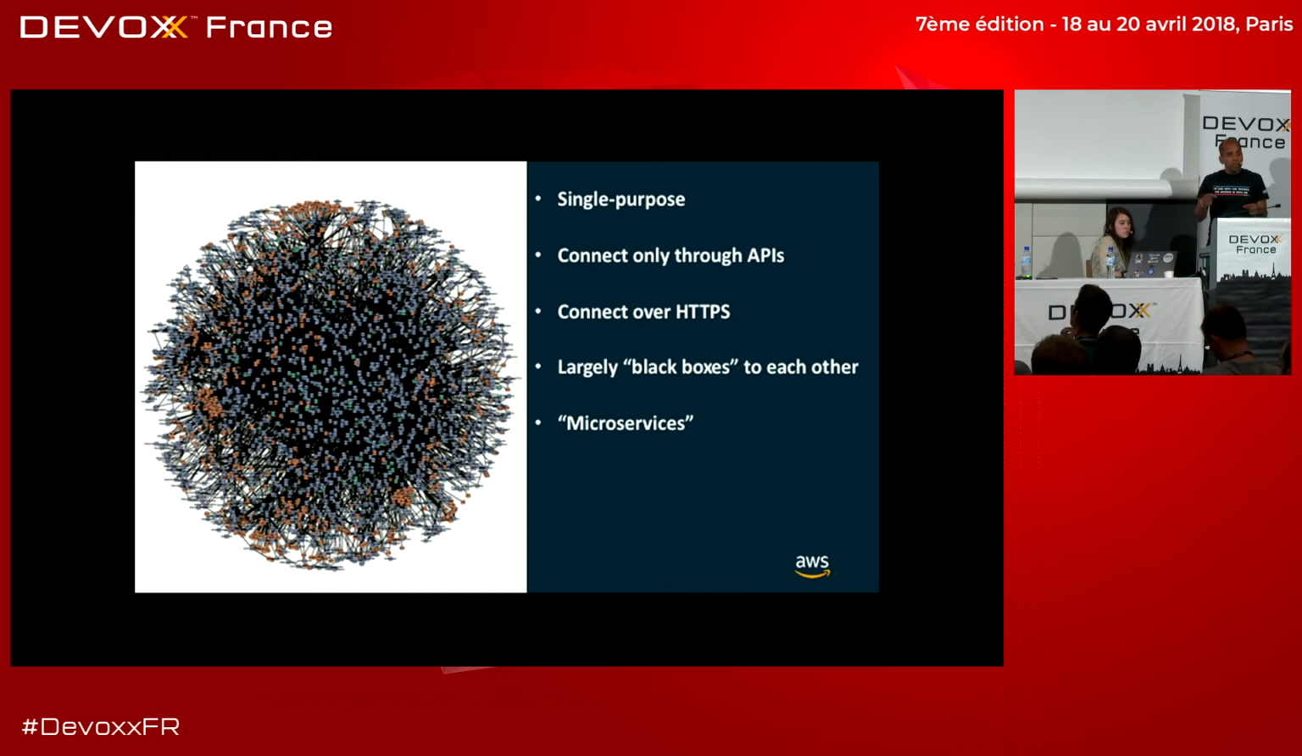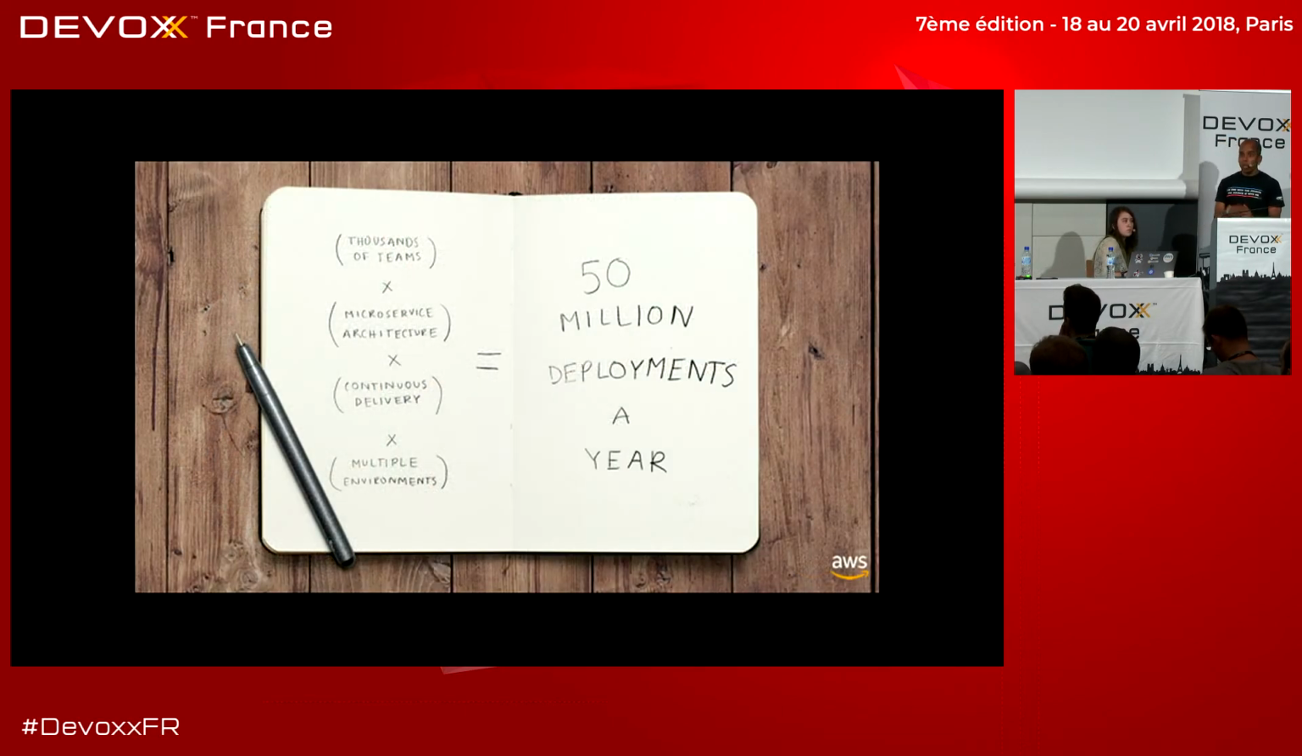Each of those microservices talks to the others through well-known interfaces. They're all acting as a black box. That's how this whole architecture works. Now, in 2014, we were doing about 50 million deployments a year to keep Amazon.com up and running. So we have, of course, a lot of tooling around it to keep that running.